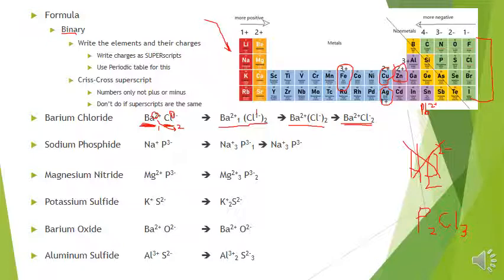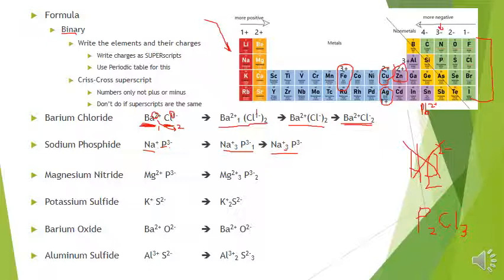Okay, sodium phosphide. So sodium is Na plus, it's in the first column. Phosphide is in the 3 minus column right here. So put those, crisscross charges, bring the 3 over here and a 1 over here, so you get this. Then again you can leave off the 1. Leave the charges on. So it's Na plus, 3 of them, P3 minus, and there's only 1.